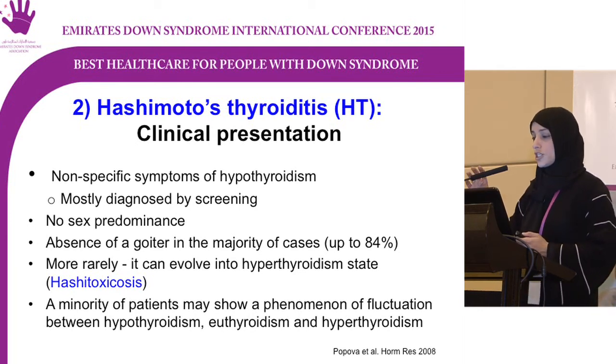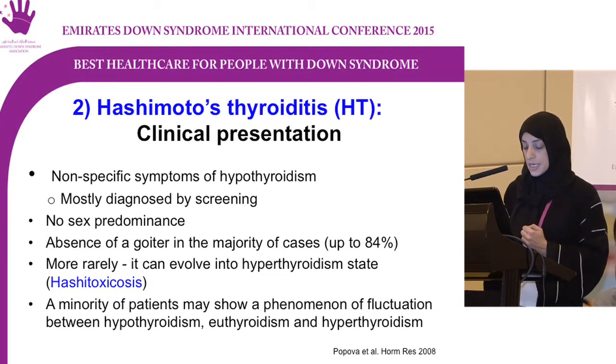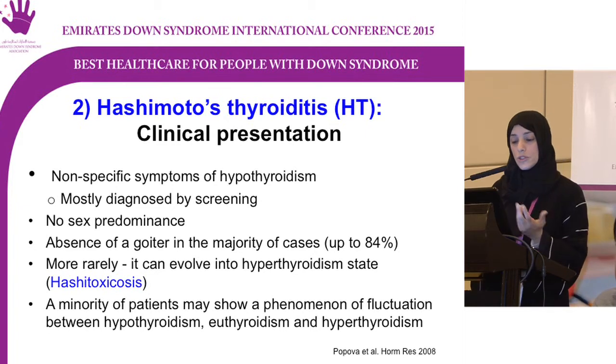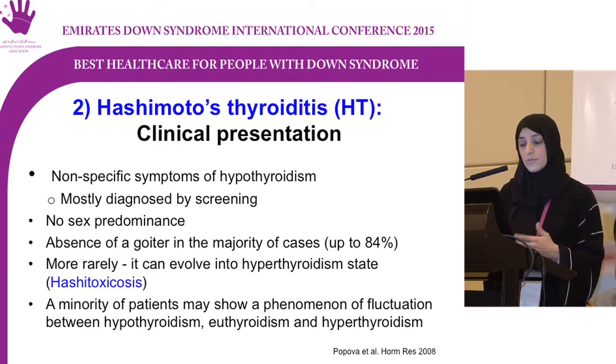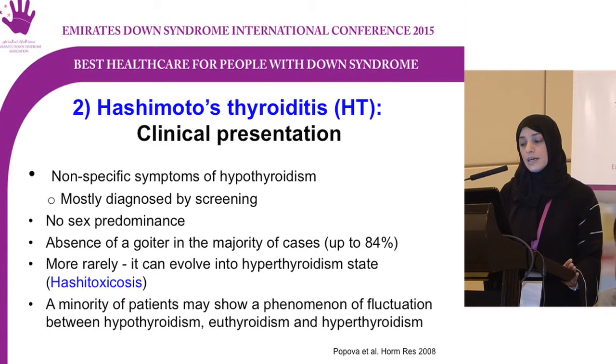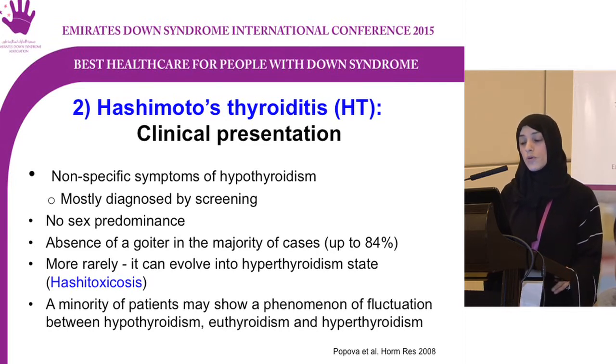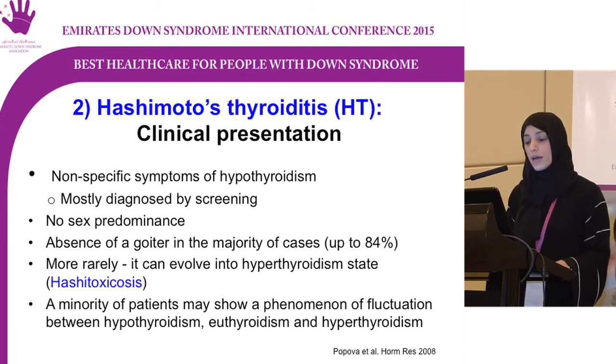So the clinical presentation: how is it different from the non-Down syndrome population? As I said before, it's difficult because it overlaps with the clinical symptoms of Down syndrome, and most cases are diagnosed by screening. In the non-Down syndrome population, it's well documented that it's more common in females than males, while here it's equal between males and females. In more than 85% of them there is no goiter, whereas most kids who present with Hashimoto's without Down syndrome do come with a goiter.